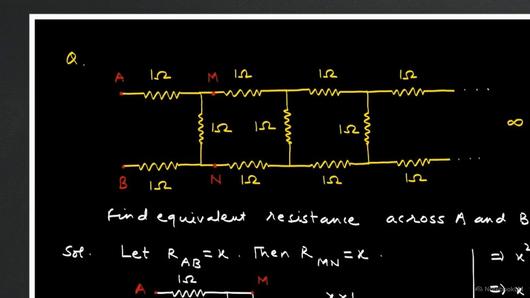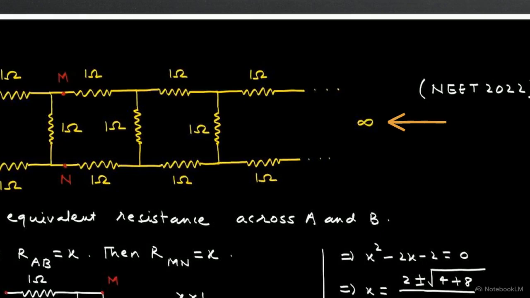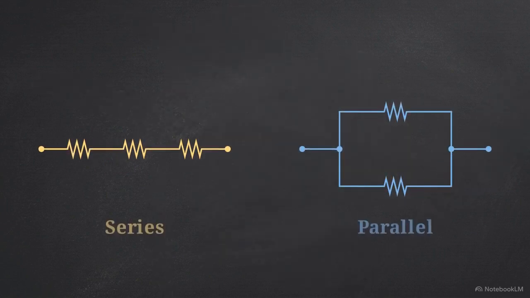This schematic presents an immediate paradox. How do we calculate a definitive value for a circuit that stretches to infinity? Solving these requires looking past the visual layout and applying two rules of current flow.